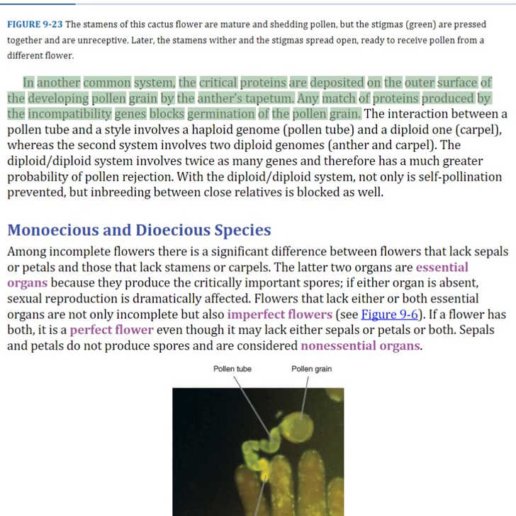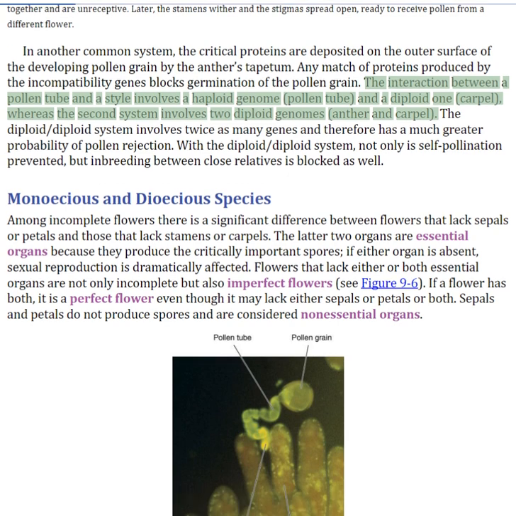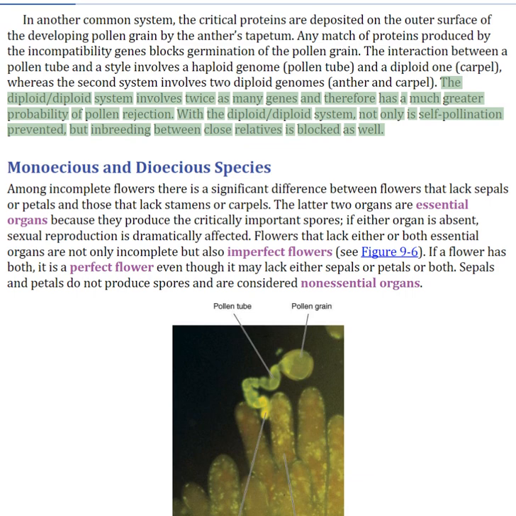In another common system, the critical proteins are deposited on the outer surface of the developing pollen grain by the anther's tapetum. Any match of proteins produced by the incompatibility genes blocks germination of the pollen grain. The interaction between a pollen tube and a style involves a haploid genome and a diploid one, whereas the second system involves two diploid genomes. The diploid-diploid system involves twice as many genes and therefore has a much greater probability of pollen rejection. With the diploid-diploid system, not only is self-pollination prevented, but inbreeding between close relatives is blocked as well.